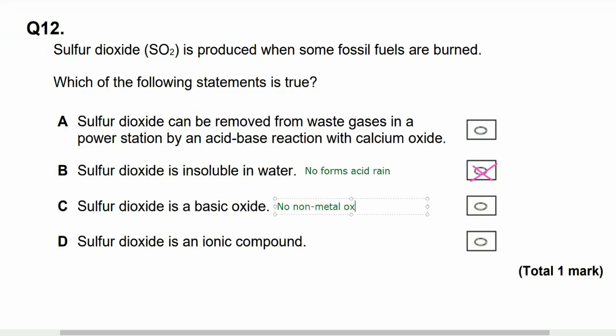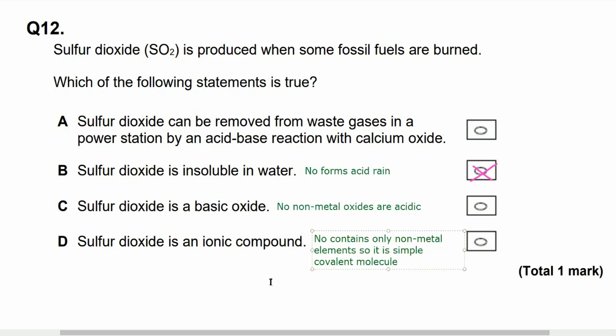Sulfur dioxide is a basic oxide. No, you should know off by heart that non-metal oxides are acidic. Metal oxides are basic. Sulfur dioxide is an ionic compound. No, it only contains non-metal elements, so it's a simple covalent molecule, sulfur dioxide. And of course, sulfur dioxide is removed with calcium oxide, which is this first answer, from flues or chimneys in power stations, or you can use calcium carbonate.